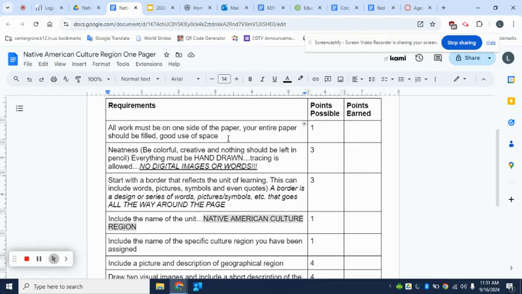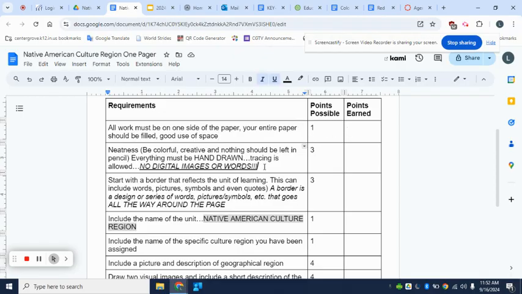So the first thing that you need to know is that on this project, all of your work is going to be done on one side of the paper. Okay, you're going to be given a large 11 by 17 piece of computer paper, and that is what you're going to use for your one-pager project. So all of the work that you want graded for your one-pager needs to fit on one side of the paper. Your entire paper should be filled and you should have good use of space. Okay, so if you meet that requirement, then you would earn 1 point.